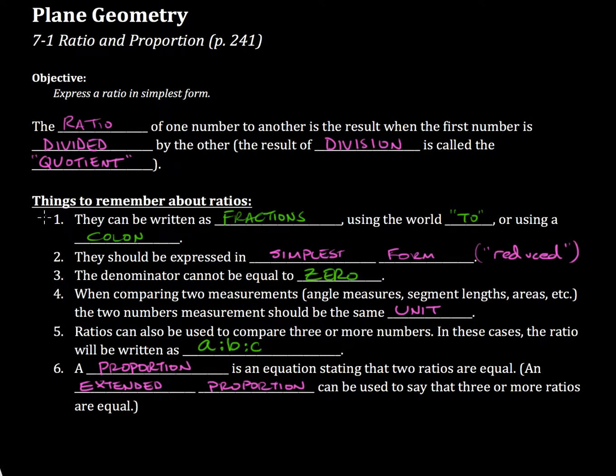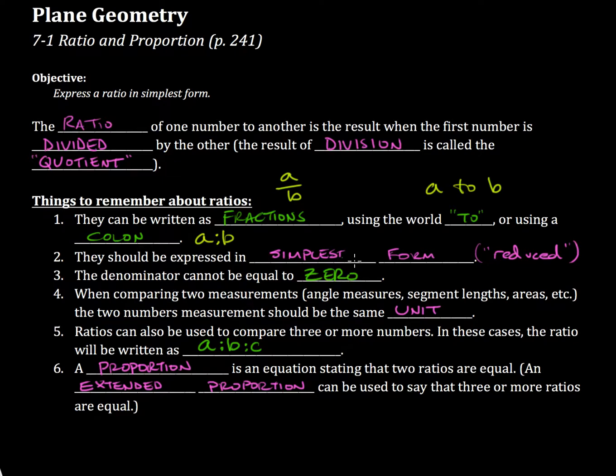Some things that you need to remember about ratios: we can write them in a number of ways. We can write ratios as fractions, so maybe we have a ratio of A over B. We could use the word "to," so we can say A to B. Or we can use a colon and say A colon B. All of these mean the same thing. They're all equivalent forms. You might see ratios written different ways, but they all mean the same thing.